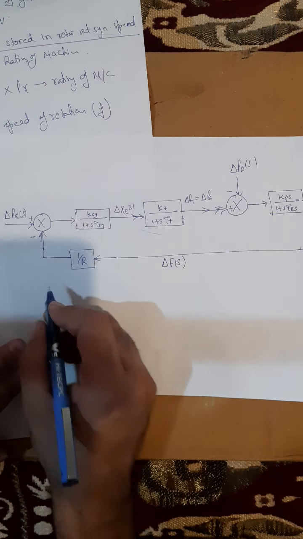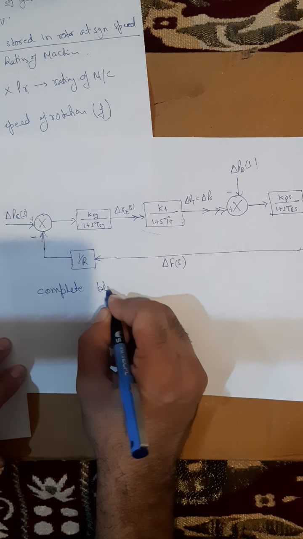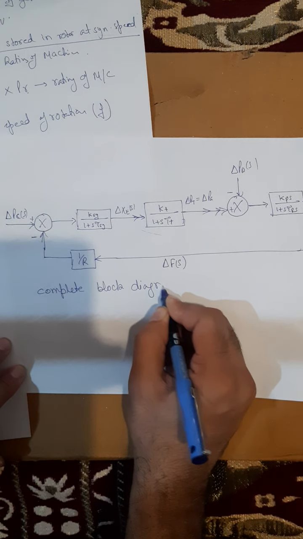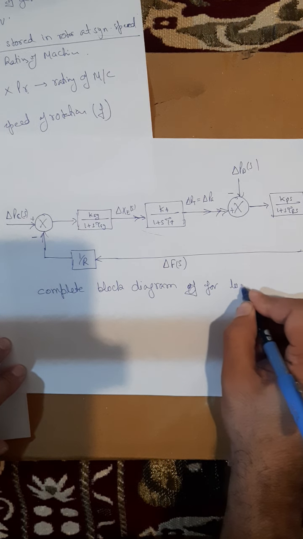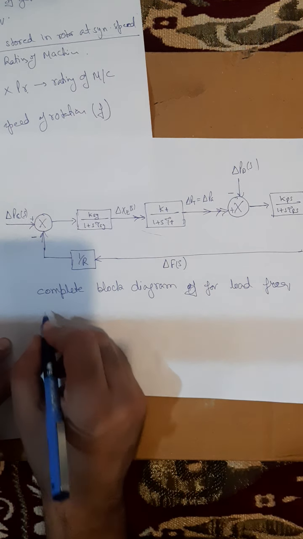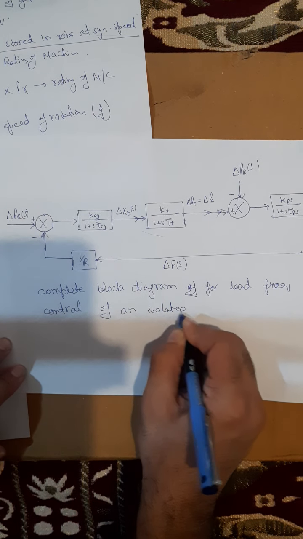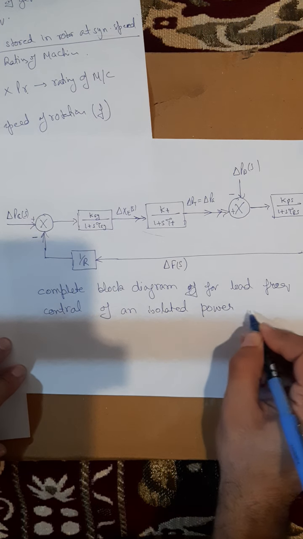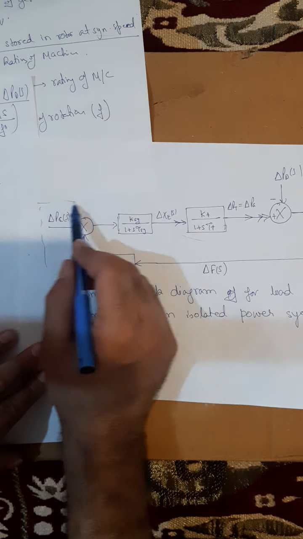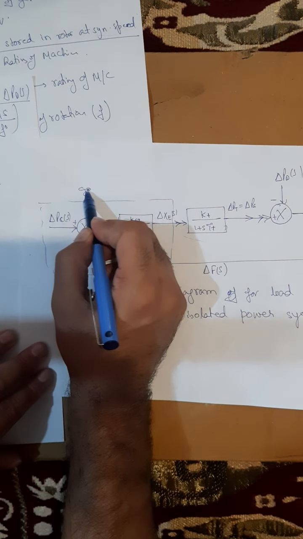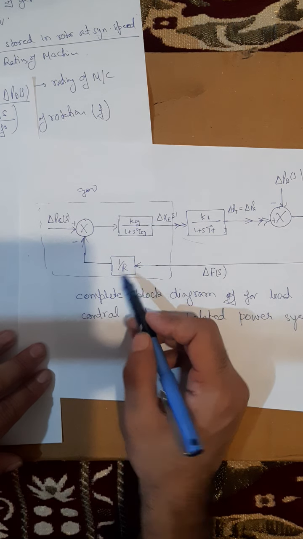So this is the complete block diagram for load frequency control of an isolated power system. Here this part is the governor. The governor will sense the change in speed, which is nothing but the change in frequency, and it will take the appropriate action.